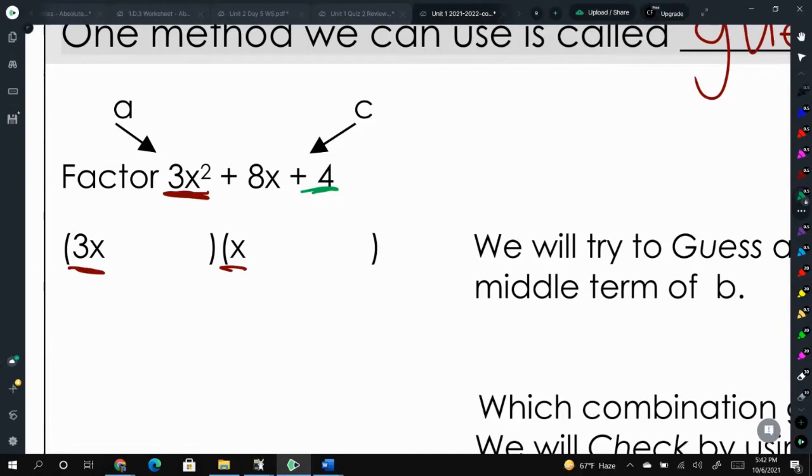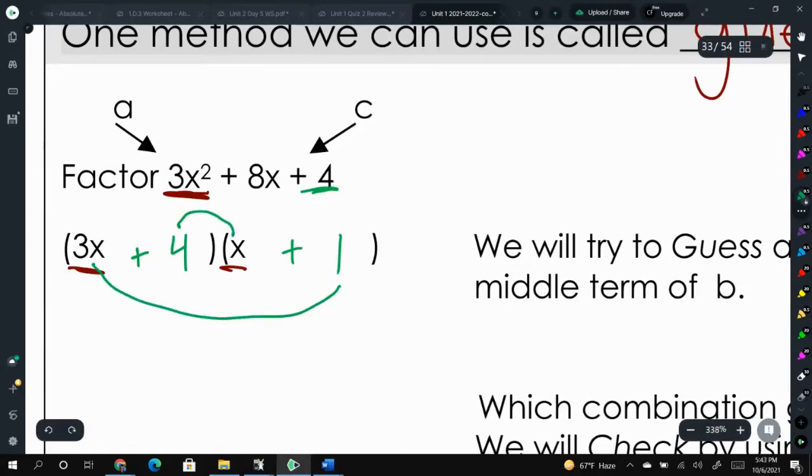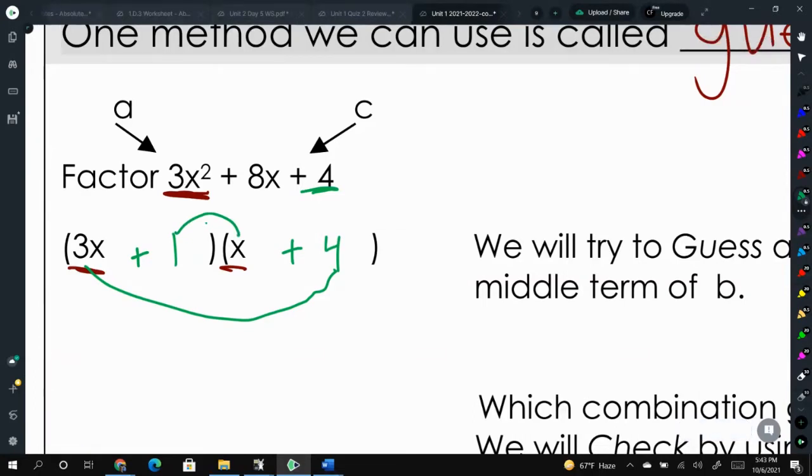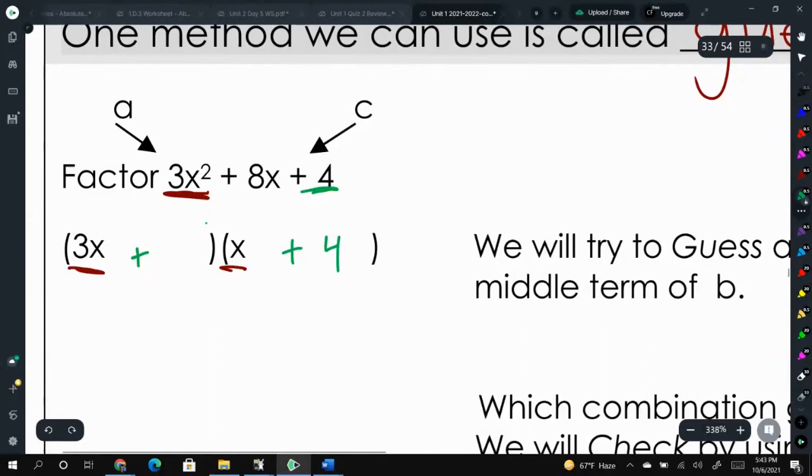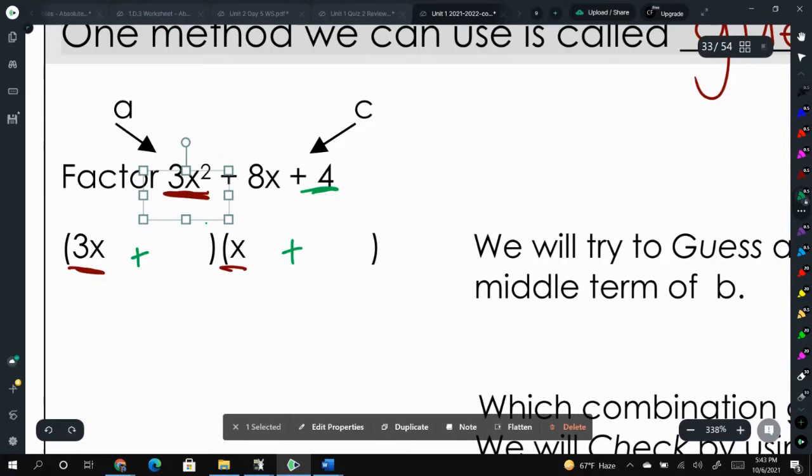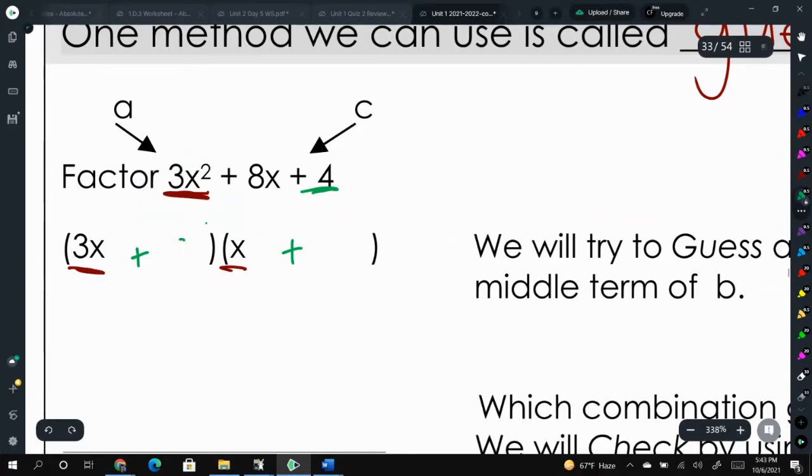And it does matter where you put them, because when you FOIL, if this was a 4 and this was a 1, this is going to be 4 times x, and this will be 3x times 1. But if I would have flipped those and put the 4 here and the 1 there, now this 3x times 4 becomes 12x, and the 1 times x becomes 1x as well. So it does matter where you put those c terms. So I just tried both. I just tried the factors of 4, 1 and 4, and those didn't work. So let's try 2 and 2.